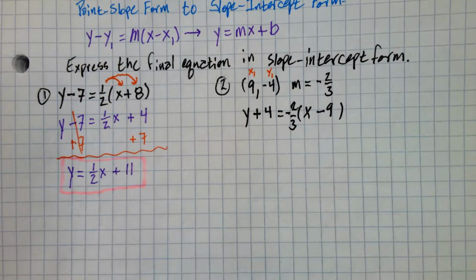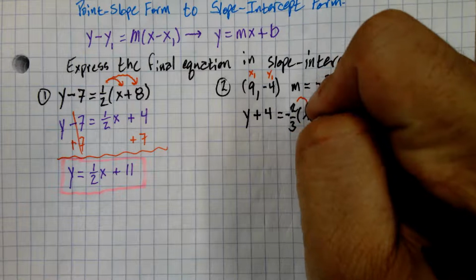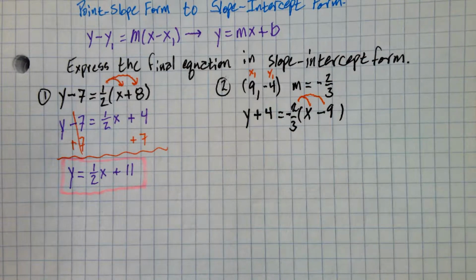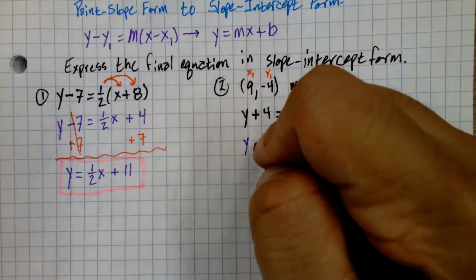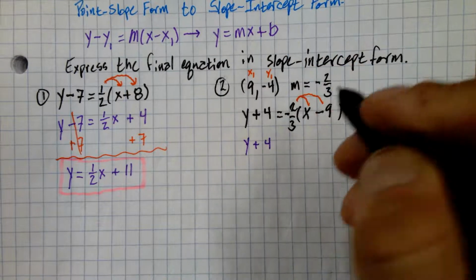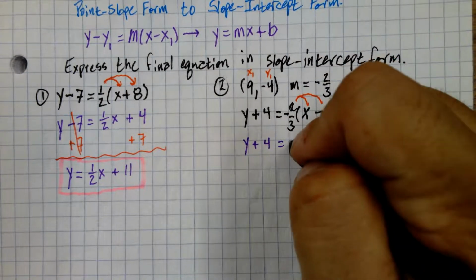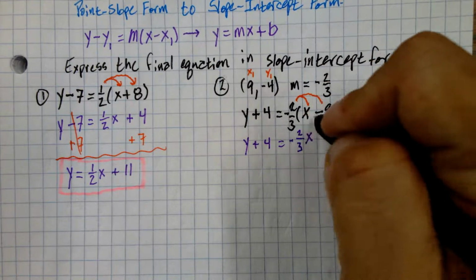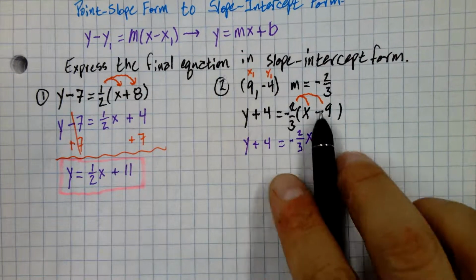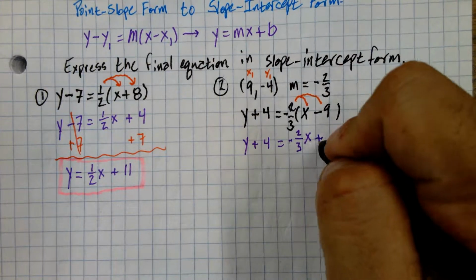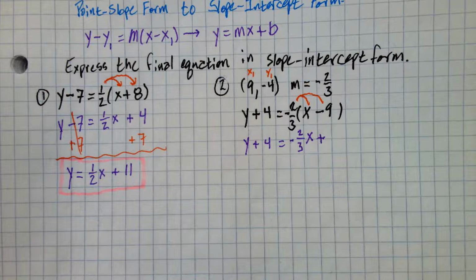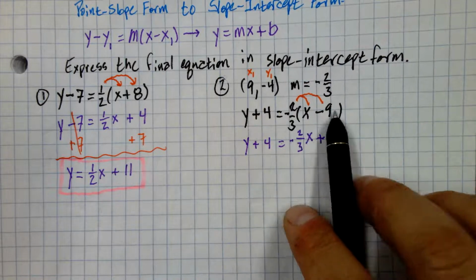Now we do this. You got to distribute a -2/3. Not incredibly easy, but not impossible. So let's see what that gives us. We got y plus 4 here equals -2/3 times x after we distribute it there. You got a negative times a negative. So that'll be plus. And what do you get when you multiply 2/3 with 9?